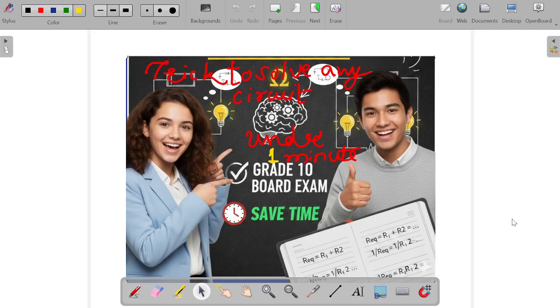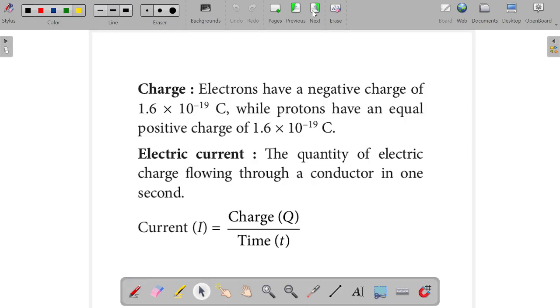So let us start. In the 10th board examination there is a very important chapter, electricity. Some of the numericals will be asked from it. Let us have a very quick recap of the electricity chapter. Electricity starts with the charge.